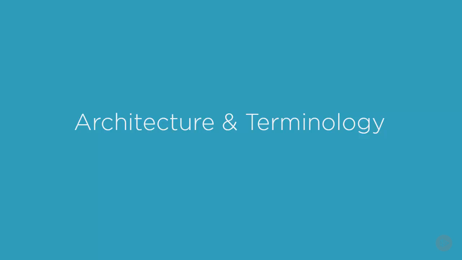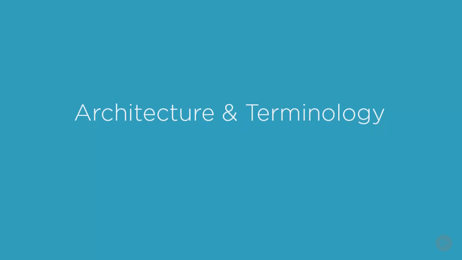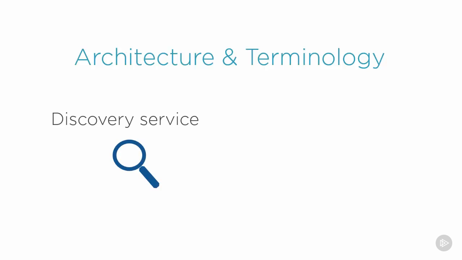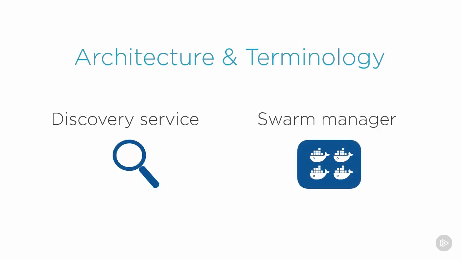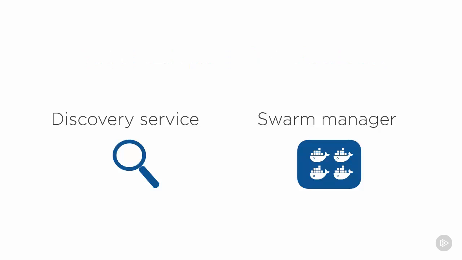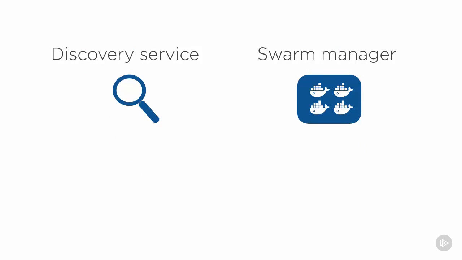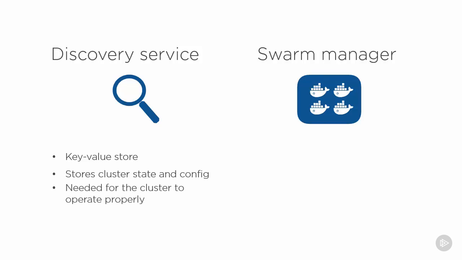Now, to make all that good stuff happen, there are a couple of pretty major architectural pieces we need to know about: the Discovery Service and the Swarm Manager. And by the way, these are the icons I'm going to use whenever I refer to these services. Anyway, first up, every Swarm cluster needs a discovery backend. It's mandatory. But all it is, is a key value store, kind of a NoSQL DB, that keeps track of the state of the cluster and its config. So, no discovery service, pretty much no cluster.